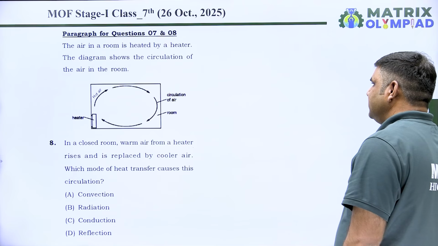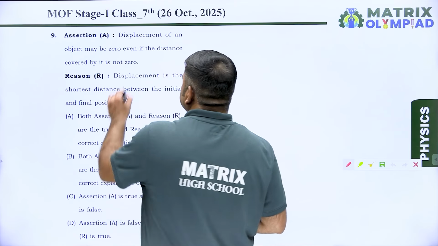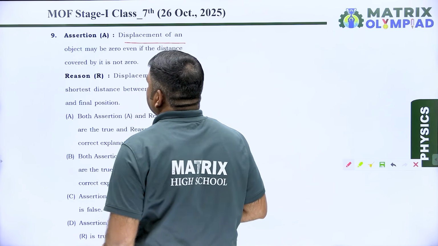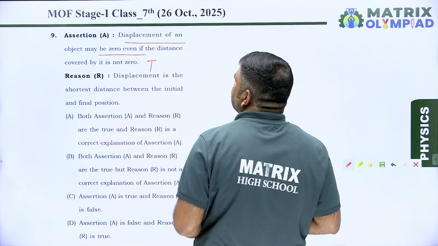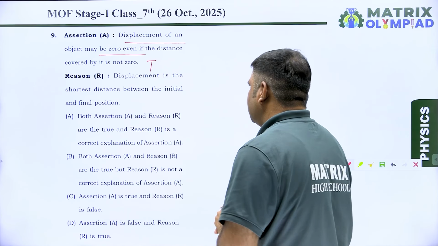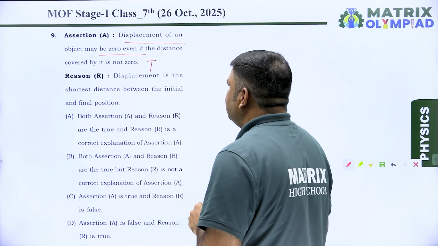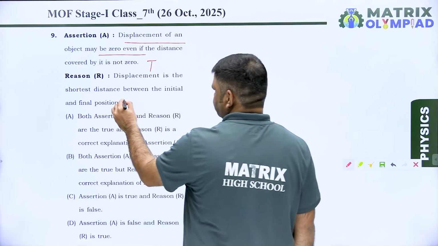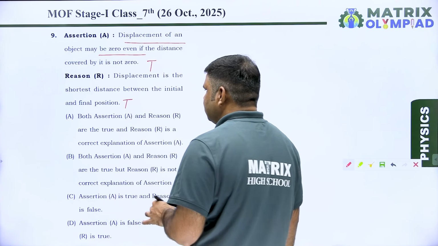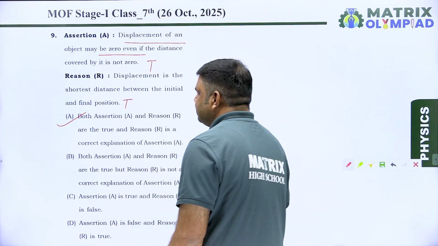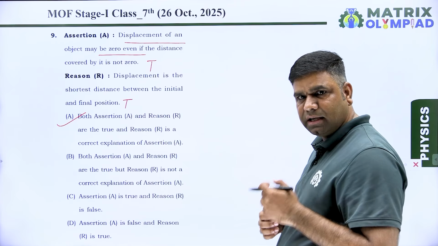Move to the next question, that is question number 9. Question number 9 is based on assertion and reason. Assertion says displacement of an object may be 0. Yes, that is true even if the distance covered is not 0. Reason, because displacement is the shortest distance between initial and final position. True. And R is the correct explanation of A. So our correct answer will be option A. Both assertion and reason are true and R is a correct explanation of assertion A.